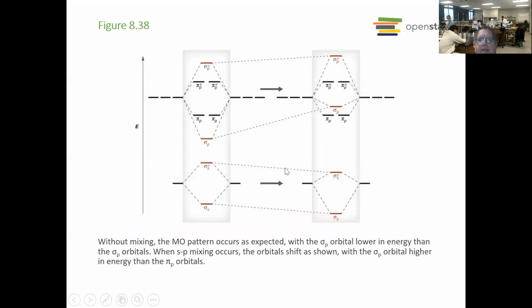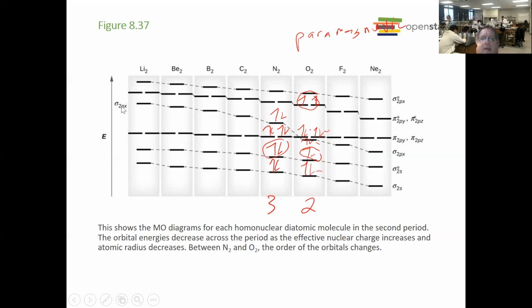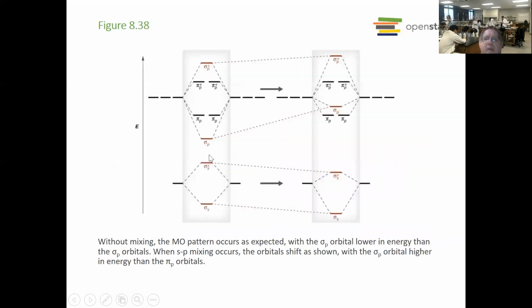So we can see that in the previous diagram, this sigma 2px kind of decreases in energy, even though the pi's are almost constant the whole way through. And what happens is we start seeing mixing of orbitals, and you don't need to worry about memorizing that. You won't be expected to memorize the diagrams, just be able to use them, okay? So here we see a flip of the sigma p orbital going higher in energy than the pi 2p's, okay?